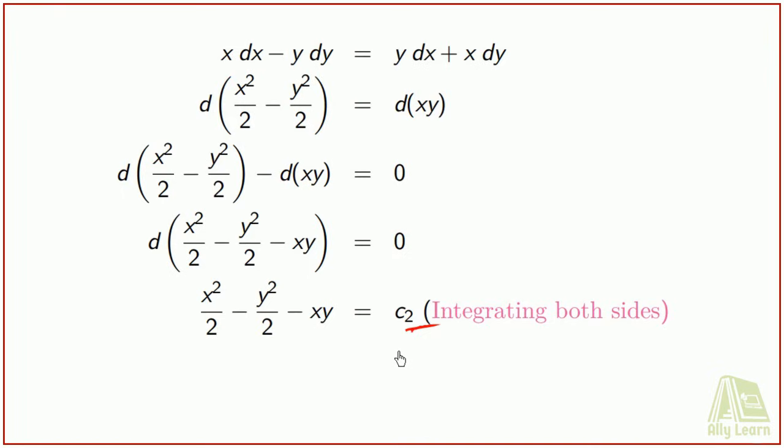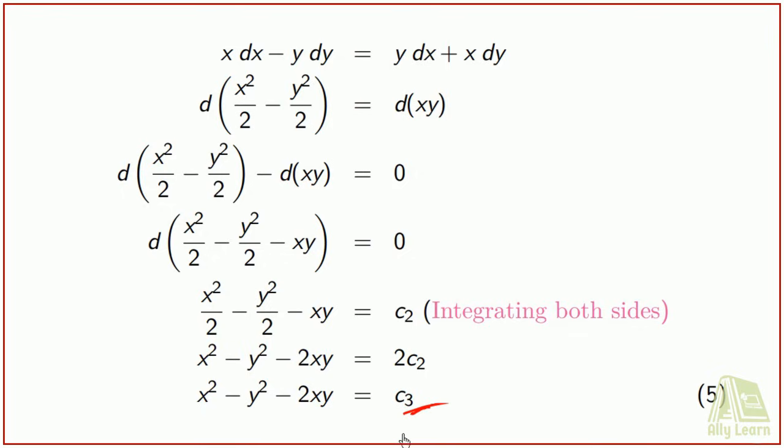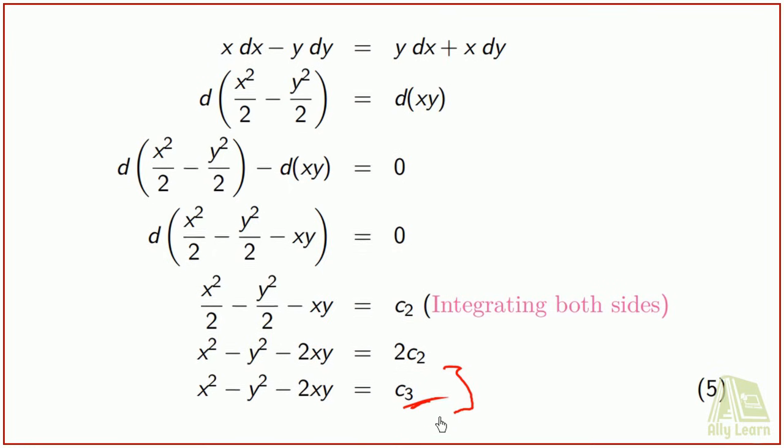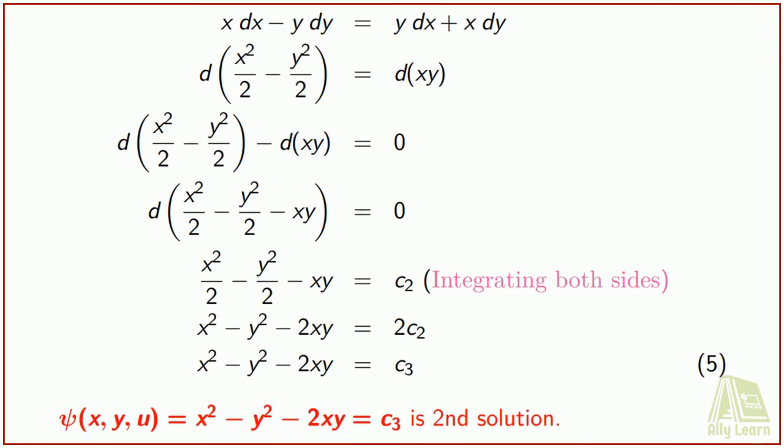I just want to make it in a standard form, so just a little bit of calculations, and now I get this one. I'm writing this 2c2 as c3, which is again a constant of integration. Now this is my second solution, which I will be naming as psi. So psi equals x square minus y square minus 2xy equals c3 is my second solution. So I have got both my solutions.